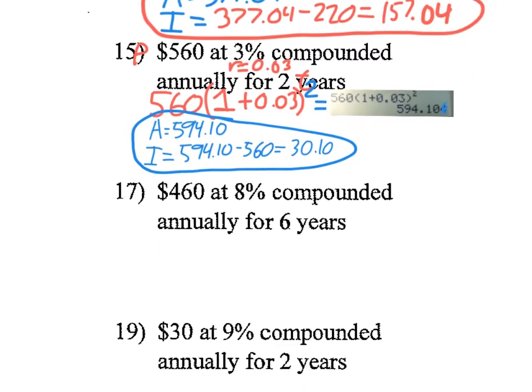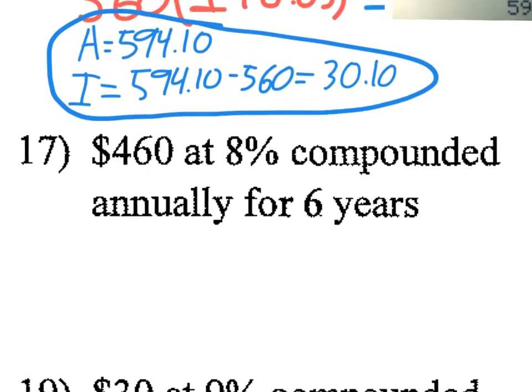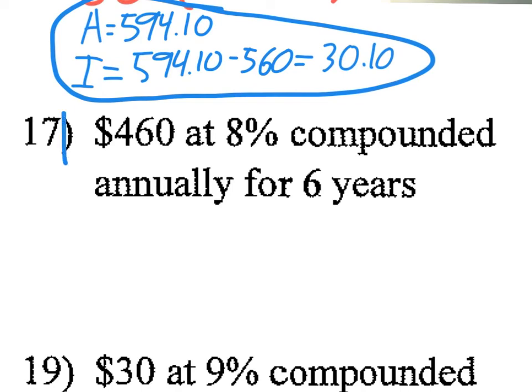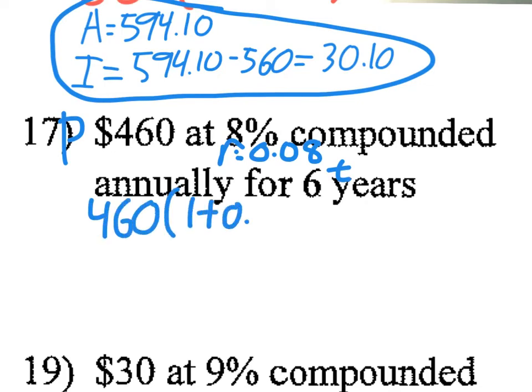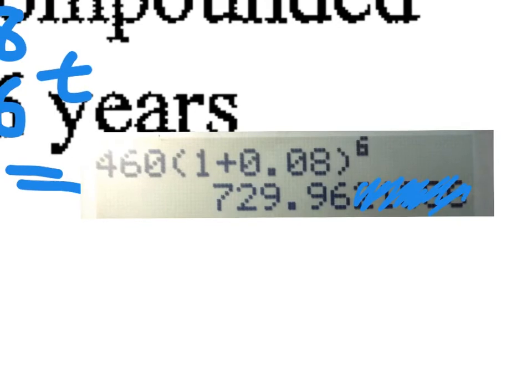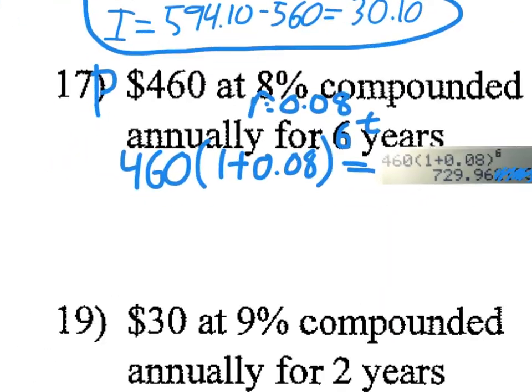Number 17. Looks like I got 2 more to do with you. So here's our principal. Here's our rate, but it's going to be 0.08 compounded annually. There's our time. So $460 principal. 1 plus 0.08 to the power of 6. That kind of worked out nicely right there. That's going to be our total amount. Again, I'll show you how it looks in the calculator. All right, so now I'm going to have to round just a little bit. Actually, nothing to round on this one. That 96 cents is fine, so I only need 2 decimal places because this is money. So that's our total amount.